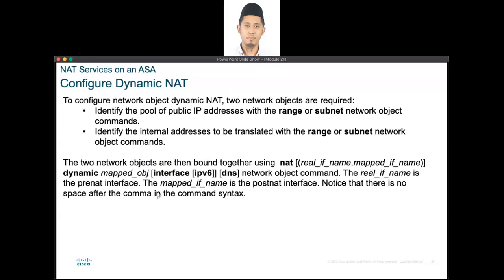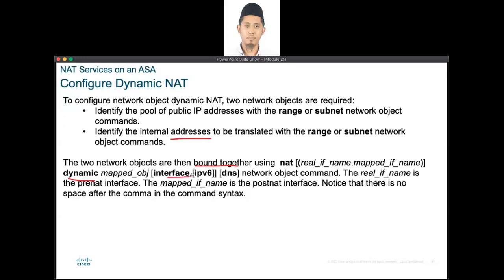Configure dynamic NAT. To configure network object dynamic NAT, two network objects are required. Identify the pool of public addresses with the range or subnet network object command. Identify the internal addresses to be translated with the range or subnet network object command. The two network objects are then bound together using NAT.